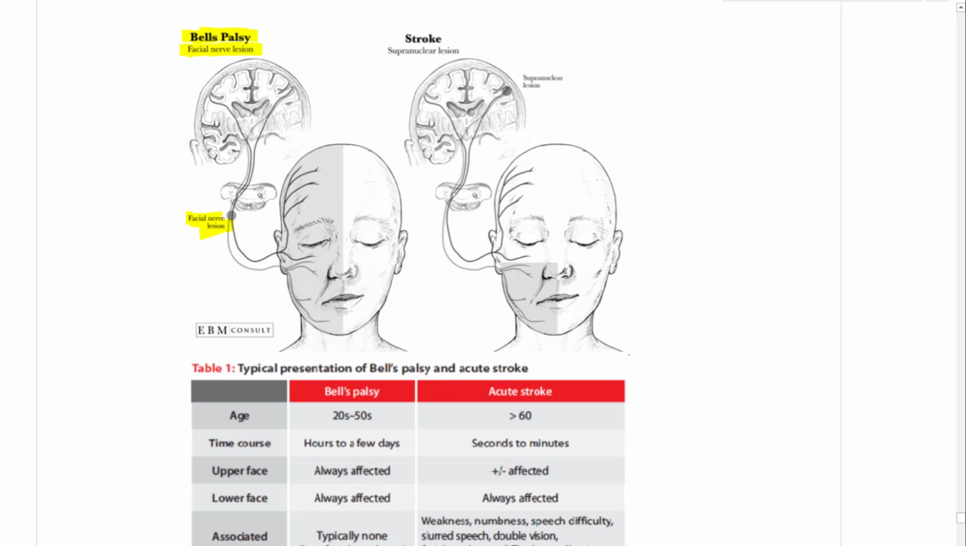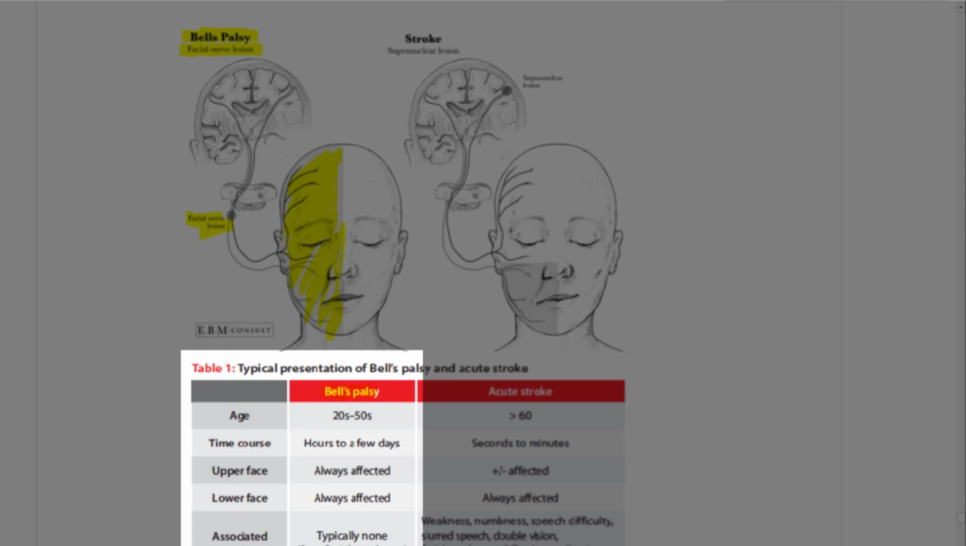Now, if it's peripheral, then this Bell's palsy affects the complete half of the face, as you can see here. So the individual is about 20 to 50 years old. This will take hours to a few days, right? The upper part of the face is affected and the lower part of the face is affected. In other words, half of the face, okay? You guys ever seen this before? This is common. So people actually have a facial droop, like their corner lip like this, their eye is down, and you ask them, wrinkle your forehead, and they can't wrinkle anything because it's all droopy. Does that make sense? Because that is a peripheral lesion, facial nerve number 7.